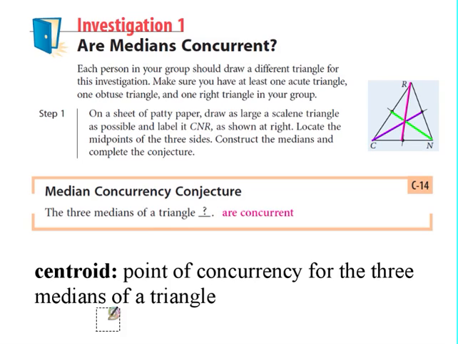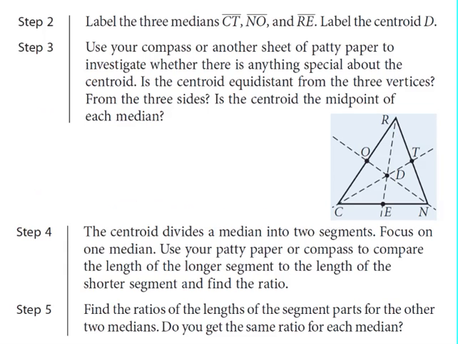So actually, if you want to label your patty paper centroid, that way you've got your other three as well, and you know what that one is. Now notice what it says: label your three medians CT, NO, and RE. Look at the blue box, it will tell you. CT, NO, RE, label the centroid D.